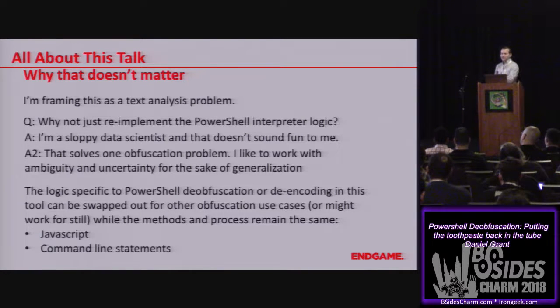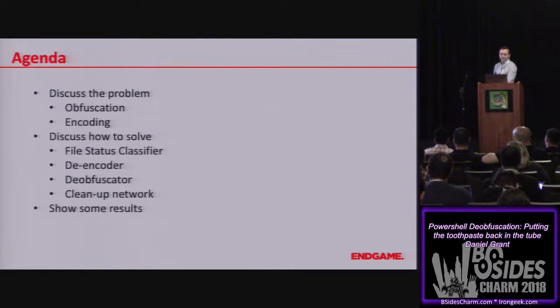And the methods and processes used here are all the same. So you can have one tool to deobfuscate JavaScript, PowerShell, command line statements, anything else you want. So real quick, we're going to discuss the problem just a little bit. We're going to discuss what is obfuscation and encoding. Most of you probably know, but just a quick refresher. And then we're going to discuss how we want to solve this. And it's going to be in a couple steps. First, we're going to look at a file status classifier, a de-encoder, a deobfuscator, and then a cleanup network.